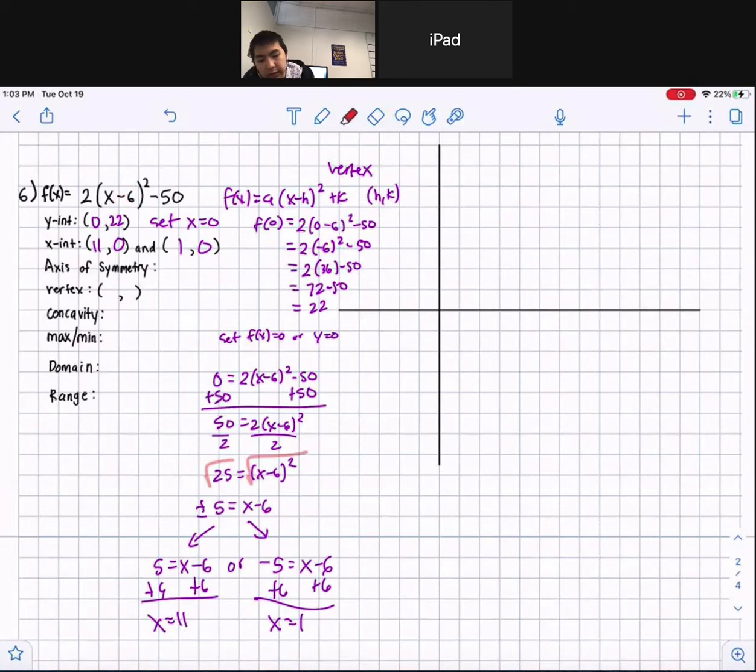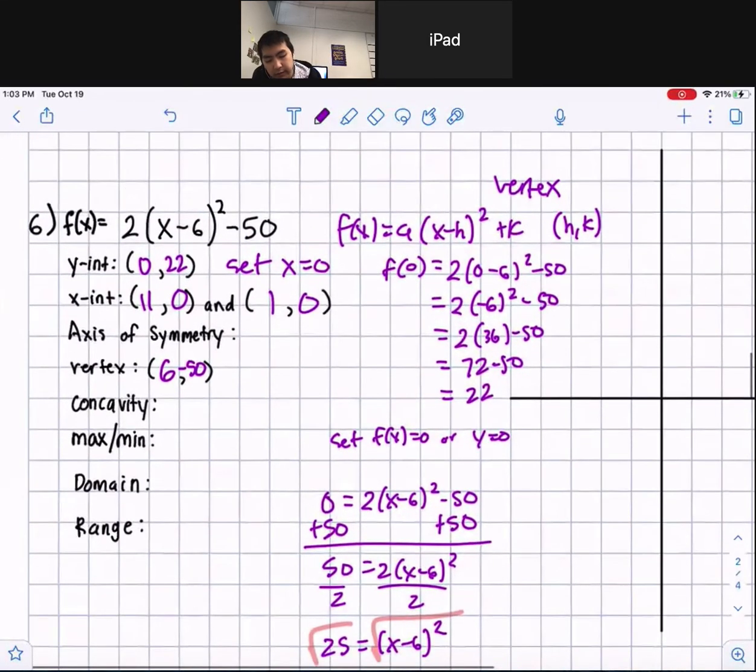Here's your x value of your vertex. It's the opposite of that, so positive 6, and here's that negative 50. That's your y value of your vertex. And if you already know this, then remember your axis of symmetry is just the x coordinate of the vertex. Okay, concavity. Everyone, look at your a. It's 2, so it's positive, so it opens up. You're going to have a minimum, negative infinity to infinity.